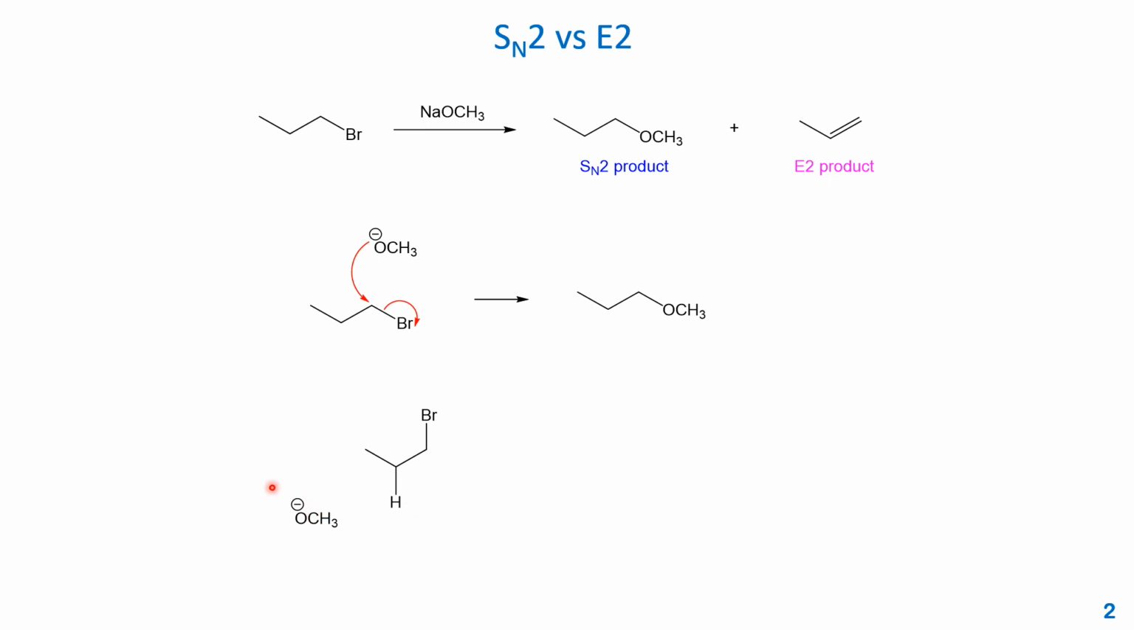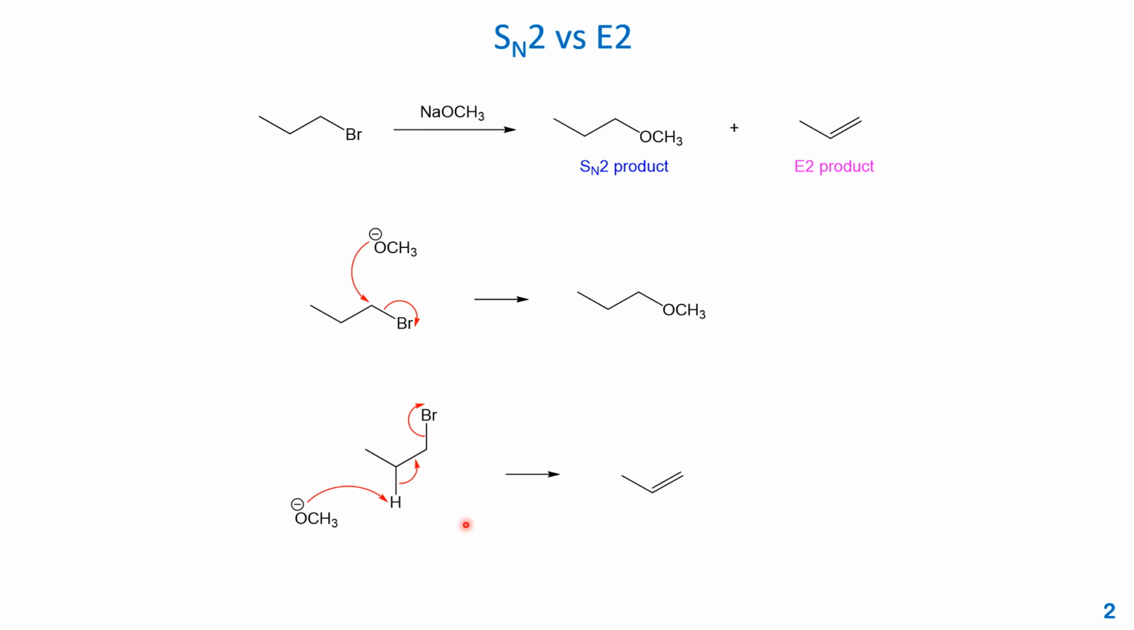So the base will deprotonate this proton, which is anti to the leaving group, push the electrons of the sigma bond to here, and then kick the leaving group off. So again, this is also a concerted reaction. In one step, you form this propene as the product.